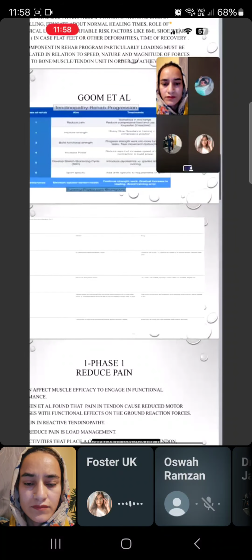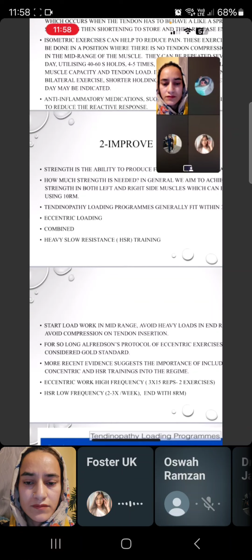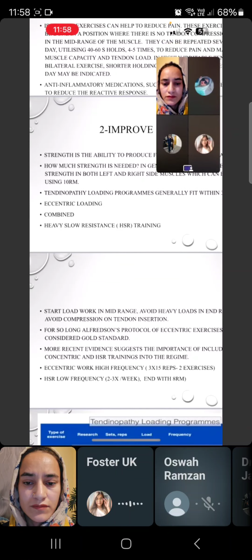Then you want to add a bit more variety. So you're using heavy load. And as I've already said, for heavy load, ACSM says 8 to 12 repetitions. Generally, guidelines say 8 repetitions. Okay so far? Yep.